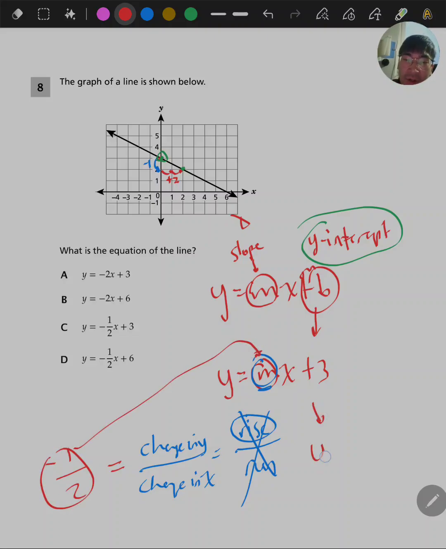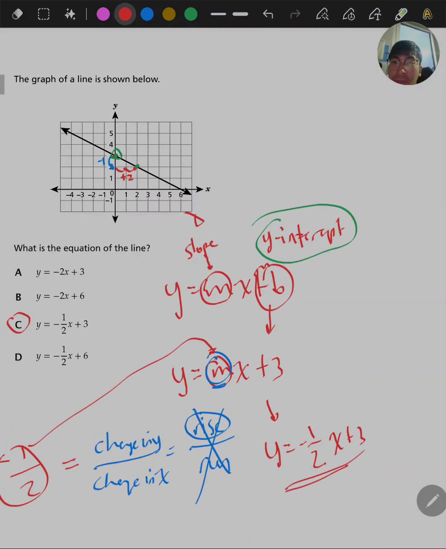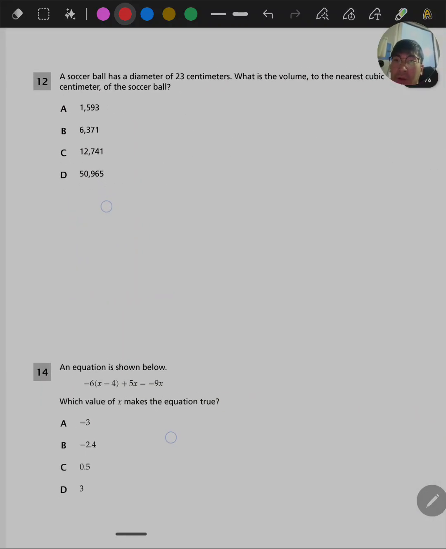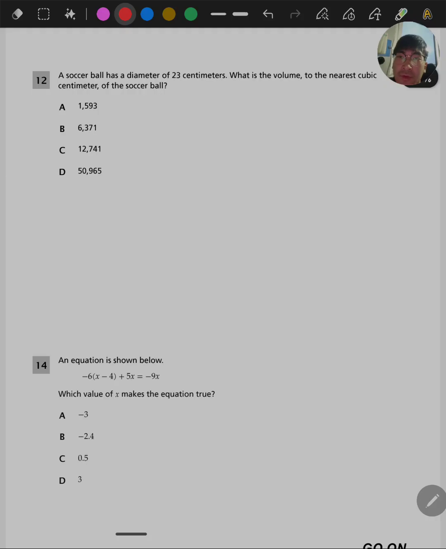So then my final equation is y is equal to negative half x plus 3. Okay? And that is going to be choice C. Cool? Okay. 12. So this is more geometry.